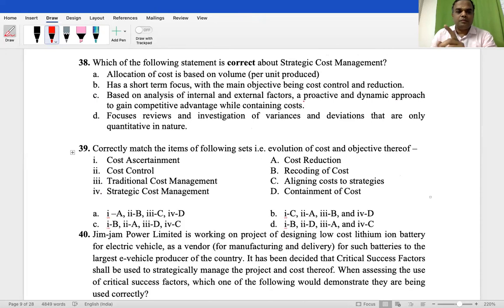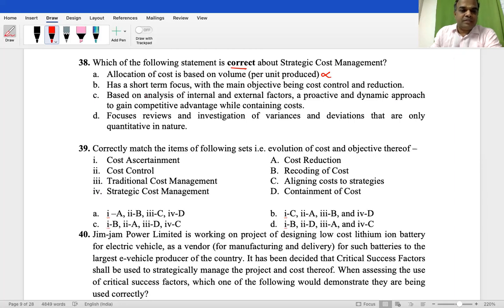Which of the following statements is correct about strategic cost management? Option A, allocation of cost is based on volume per unit produced. Option B, not based on volume, based on resource consumption. Only in traditional costing do we ascertain the cost based on volume. In strategic costing, we ascertain the cost based on resource consumption. Therefore, the first one is not correct. The requirement is what is correct.